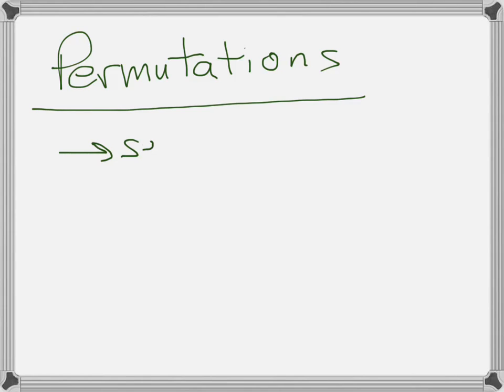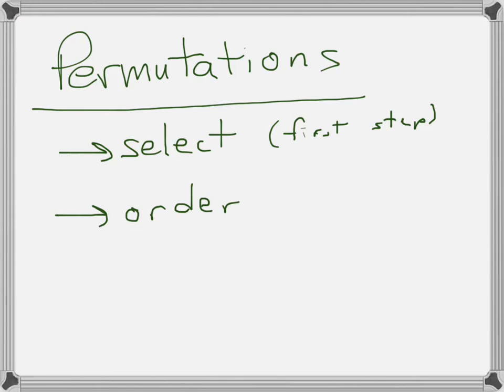It is time to talk about permutations. So when we're talking about a permutation, it's got two different elements. First of all, we have to select from a group, and then we are going to order them in a subgroup. So we need both of these elements in order for it to be a permutation problem. So let's take a look at an example.